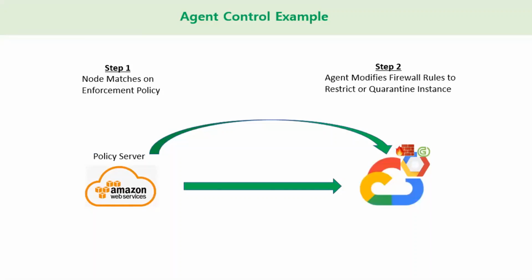And then lastly, you can use the agent access as well. Regardless of where your policy server is or where the other cloud instance is, if there's an agent installed on that endpoint, you can leverage things like the built-in firewall to restrict access.